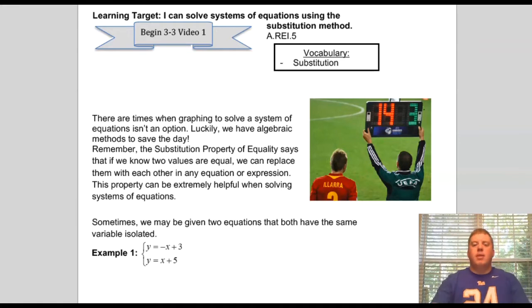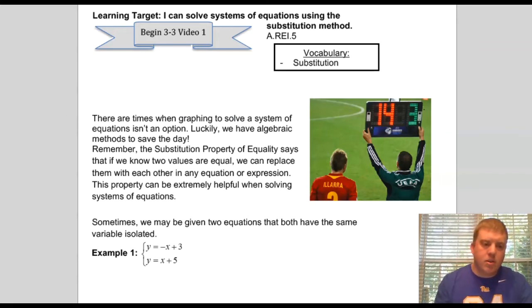The substitution method is going to rely heavily on the substitution property of equality, which says that if we know that two values are equal, then we can replace them with each other in any equation or expression. We're going to use that to our advantage in solving some of these equations.